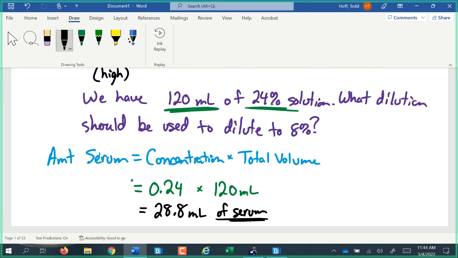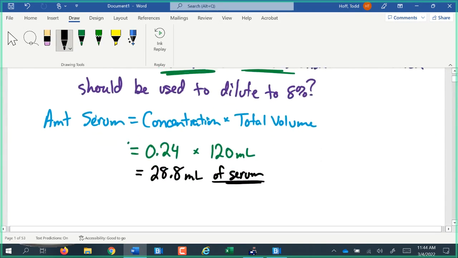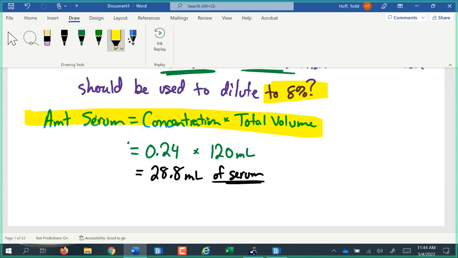That is not going to change. We're not going to add any serum. We're not going to add any of our active ingredient. The only thing we're going to add here is saline or sterile water. Nothing with any medicinal properties to it. So we want to work this formula backwards using the 8% to see what our new total volume needs to be.